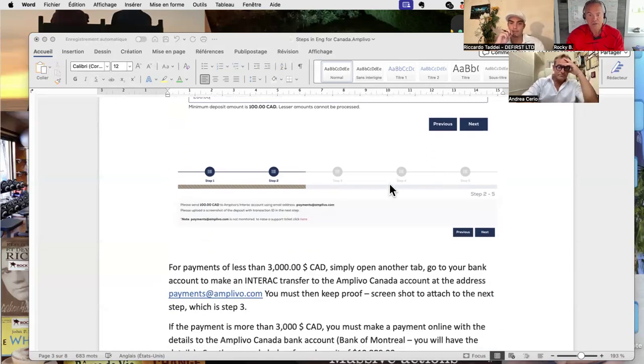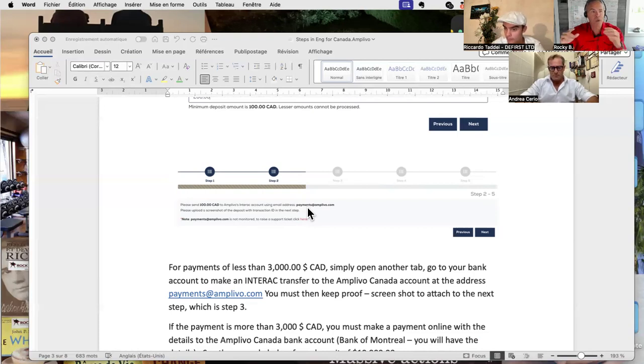Step 2. Please send $100 to Amplivo. There's an address here. For payments under $3,000, people will send the amount to payments@amplivo.com. What I mean is, for payments under $3,000 here in Canada, you can take your phone or go on your computer, go online, and you can transfer. For amounts less than 3,000 bucks, you can do it by Interac.